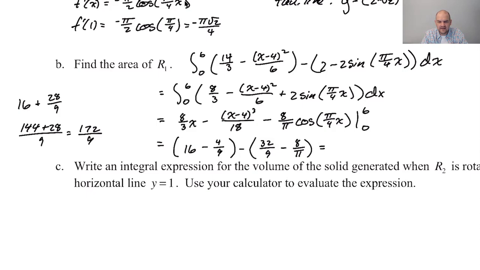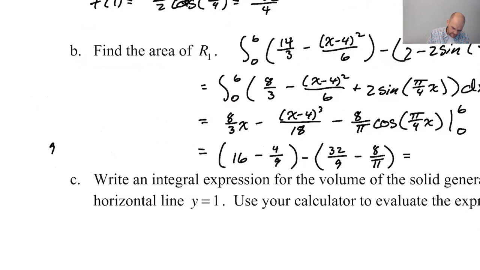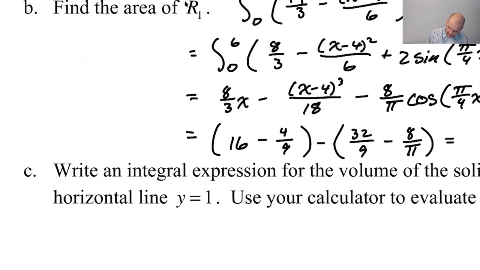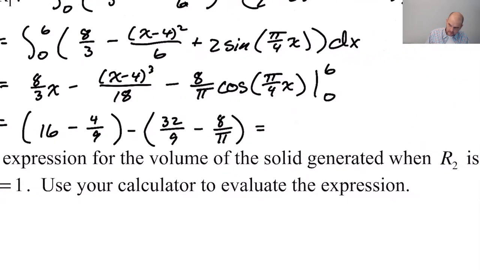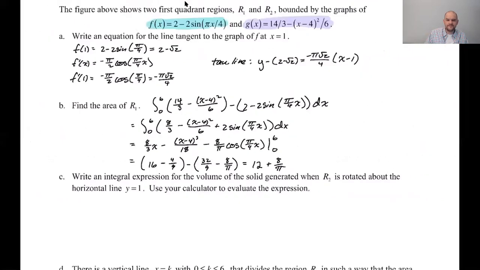And then minus, oh wait, what? That's wrong. Hold on. We're wrong, everybody. We're wrong in my brain, basically. So it's actually 16 minus 36 over 9. 16 minus 4 is 12. 12 plus 8 over pi. I feel like that is the answer.